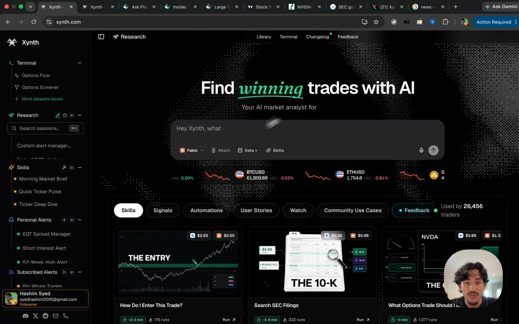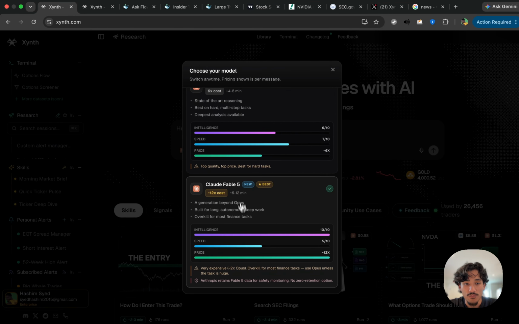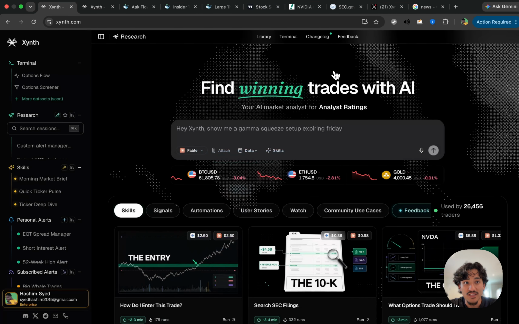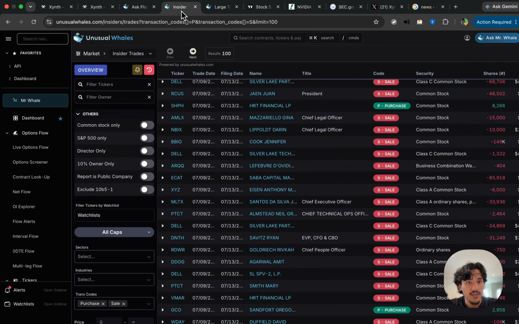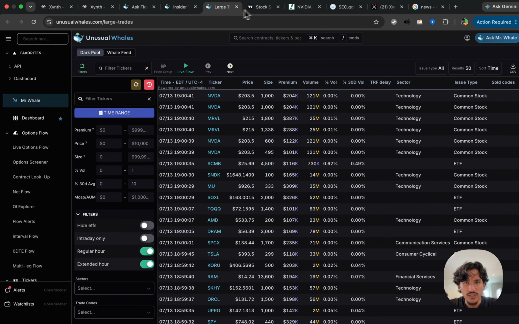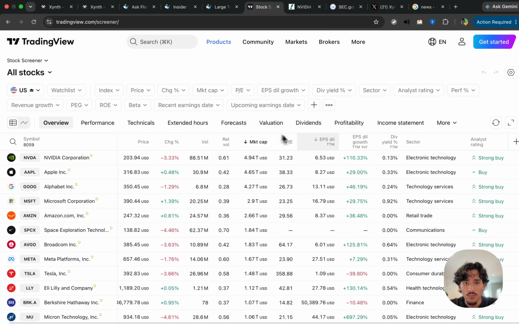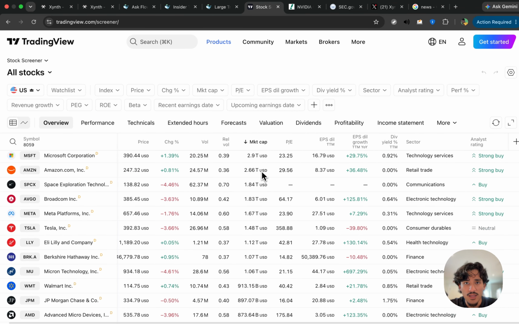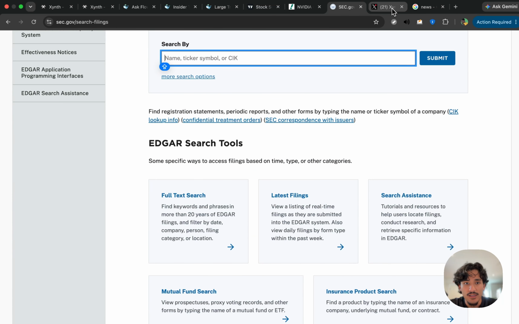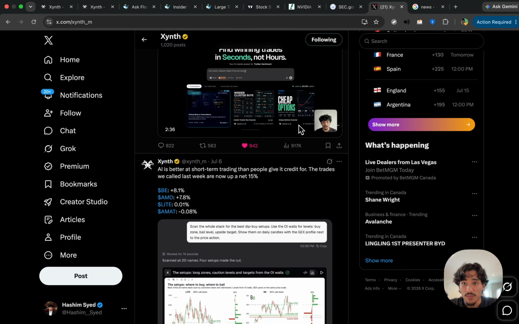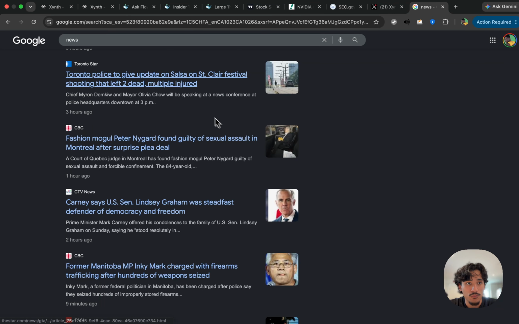Okay, so let me get into exactly how Xynth works. Xynth is a combination of the most powerful AI model in the world with the most extensive data suite for retail traders. That means we have access to options flow data, insider data, dark pool data, the screeners you see on TradingView with 500 plus fields that you can screen on, fundamentals data that you see on Yahoo Finance, SEC filings, tweets through the X API, and news data through Google.